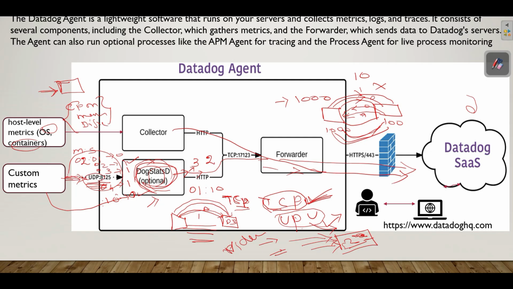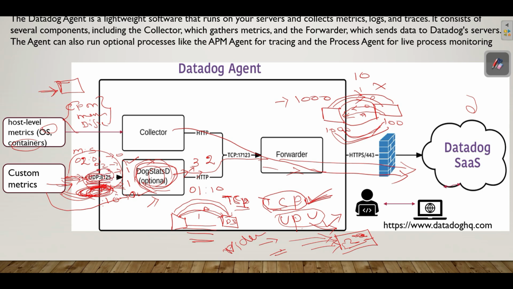So if they are using the TCP protocol here, what will happen? Each and every metric sent should wait for acknowledgement. So this will take more time. Why? Because we are not sending much critical data here. We are just analyzing, taking samples from the custom metrics. That is why they are using UDP.